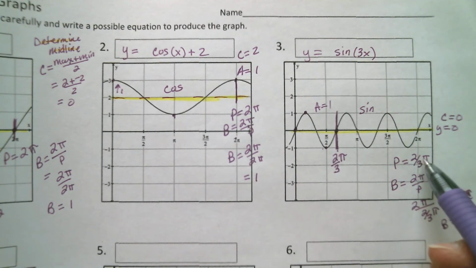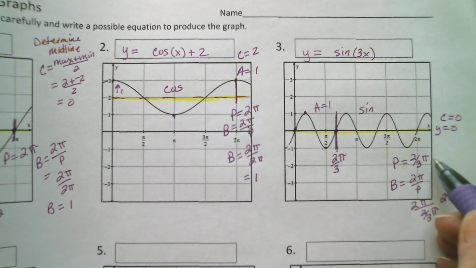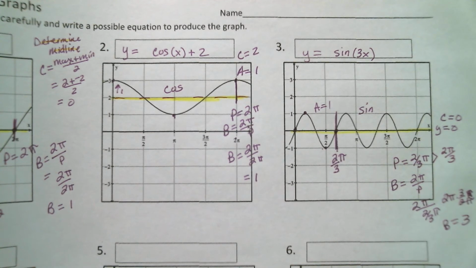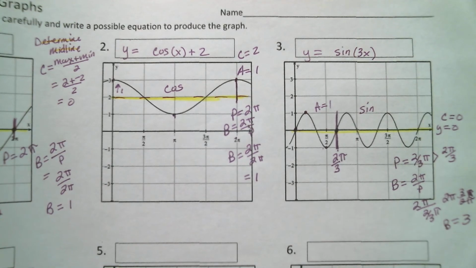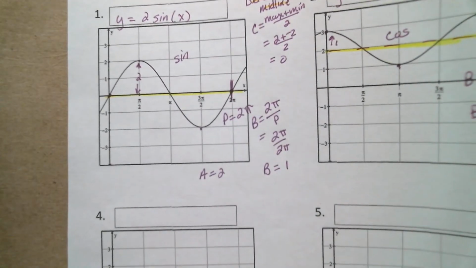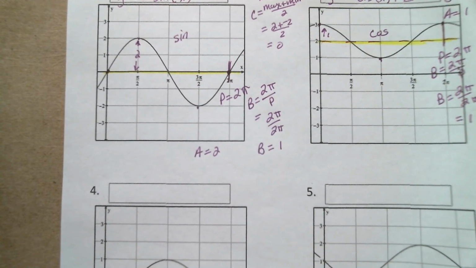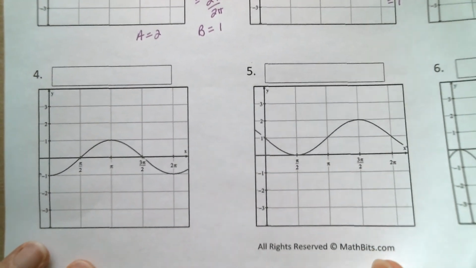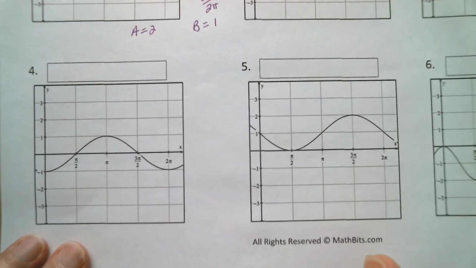I'm just going to go back, and this 2/3 pi is the same as 2 pi over 3. This way, when we multiply by the reciprocal of 2 pi over 3, we're multiplying by 3 over 2 pi. Certainly, you're more than welcome to stop the video and try the next one on your own if you want.